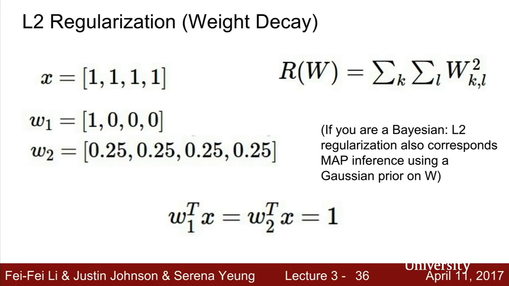Oh, and by the way, if you're a hardcore Bayesian, then using L2 regularization has this nice interpretation of MAP inference under a Gaussian prior on the parameter vector. I think there was a homework problem about that in 229, but we won't talk about that for the rest of the quarter. Okay, so that's my long deep dive into the multi-class SVM loss. Question?